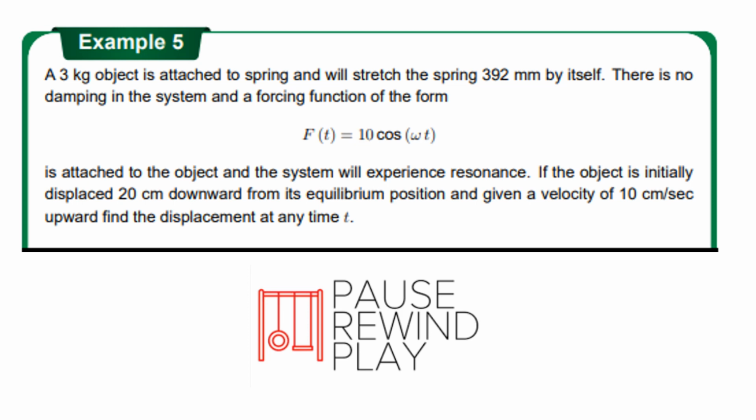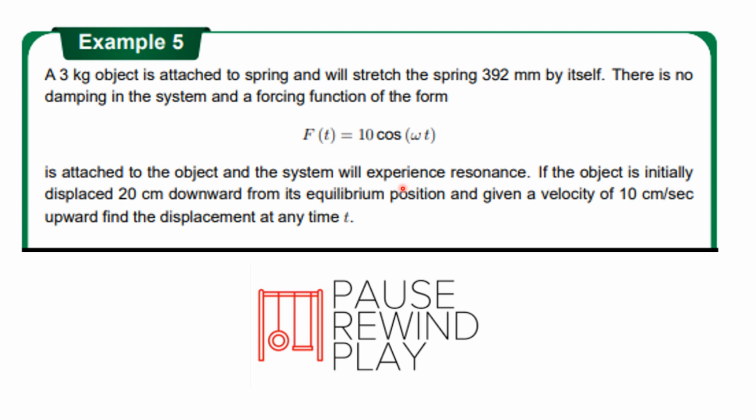Let's look at a problem and see what really happens with resonance. So here we have a 3 kilogram object attached to a spring, and it stretches the spring 392 millimeters by itself. Again, notice the units here. There's no damping in this system, but the forcing function is of the form f of t equals 10 cosine omega t. It's attached to the object, and we're telling you in the problem that this will experience resonance. So you see these do match.